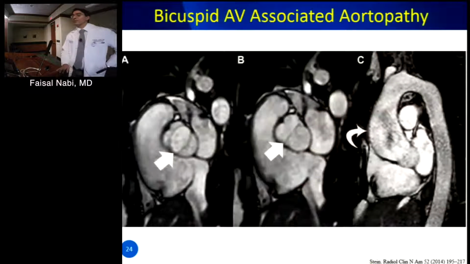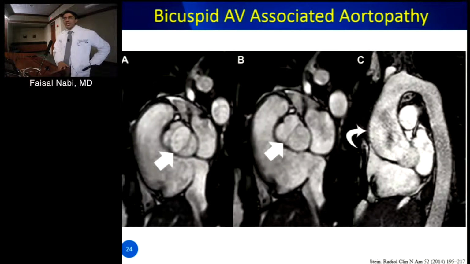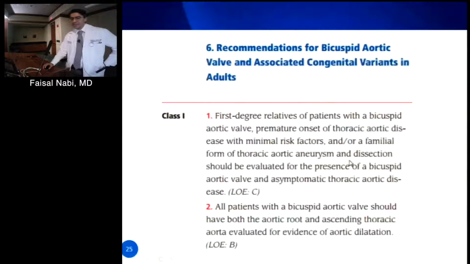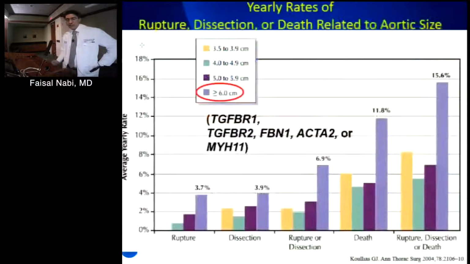Other familial conditions that can cause associated aortopathies include bicuspid aortic valves. Here in systole you can clearly see this is a bicuspid valve, looks like a football, and you see the associated dilation of the ascending aorta. And this is just a recommendation that patients with bicuspid valves should have first-degree relatives screened.